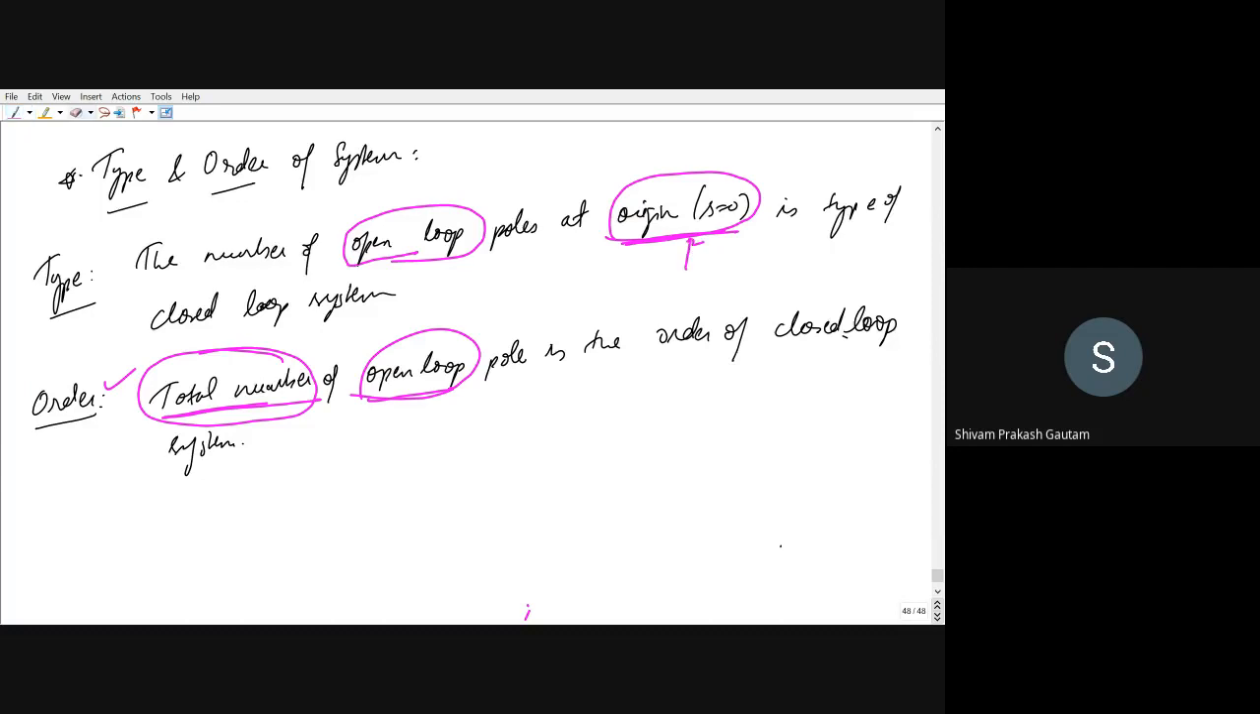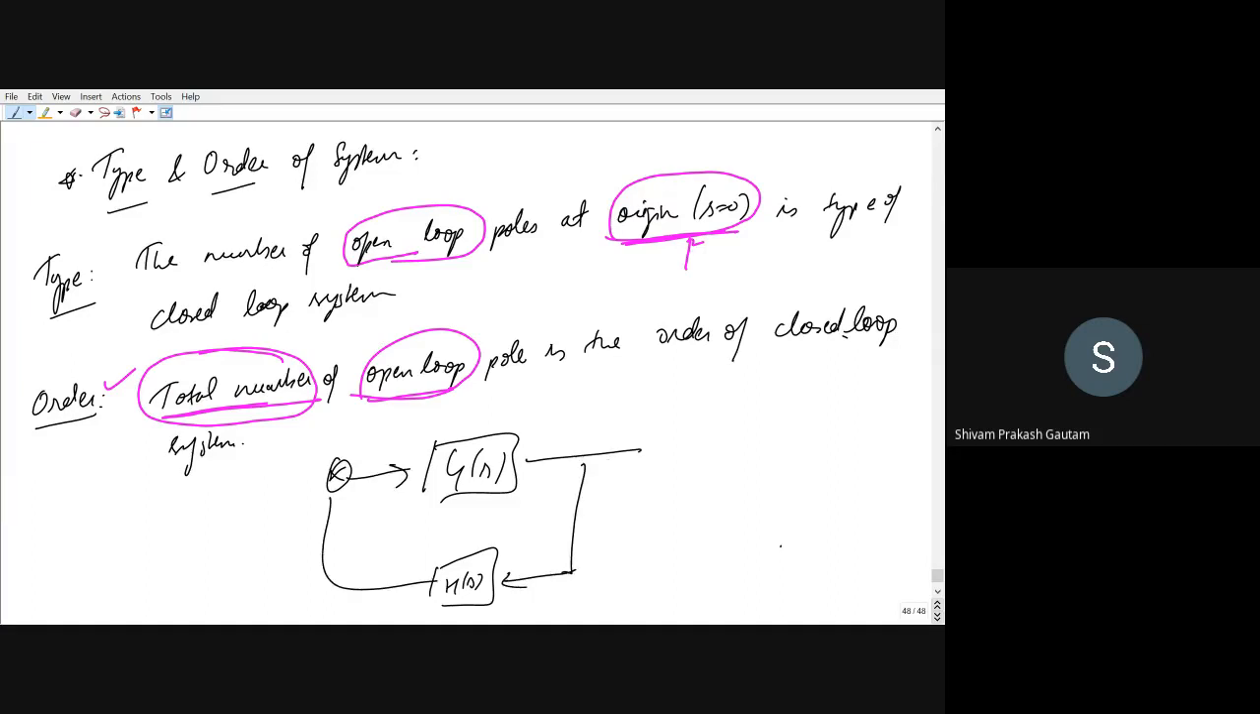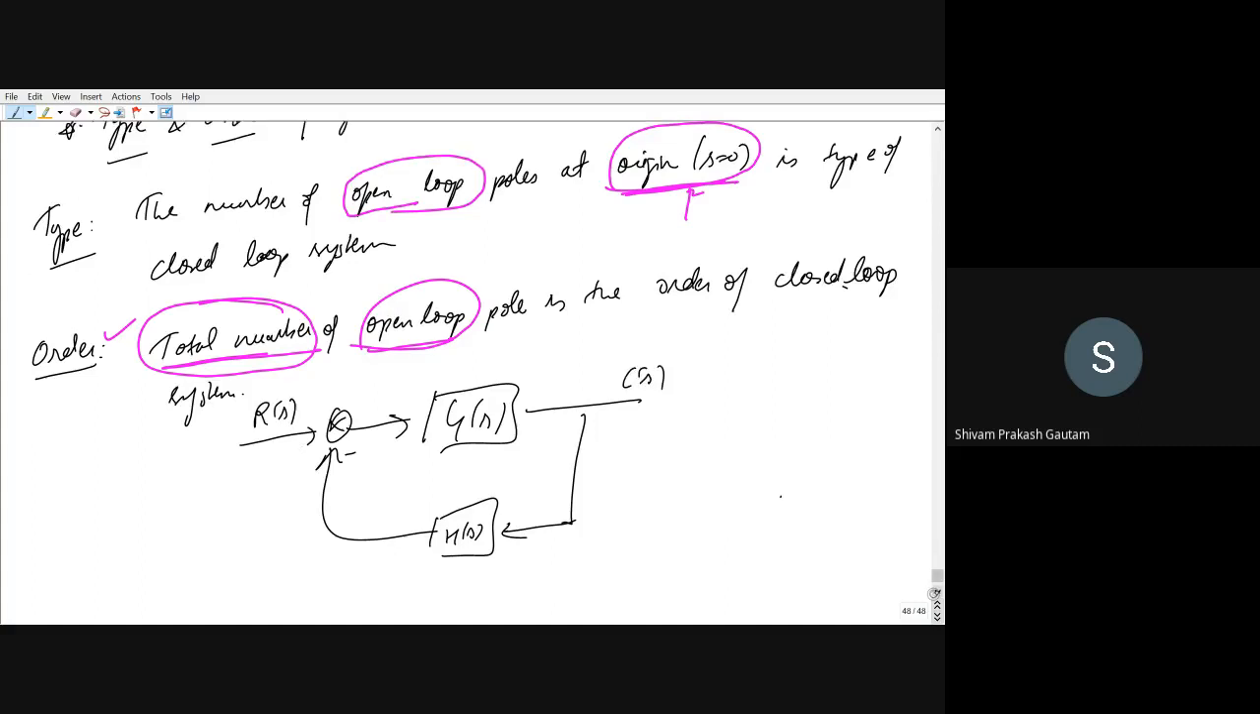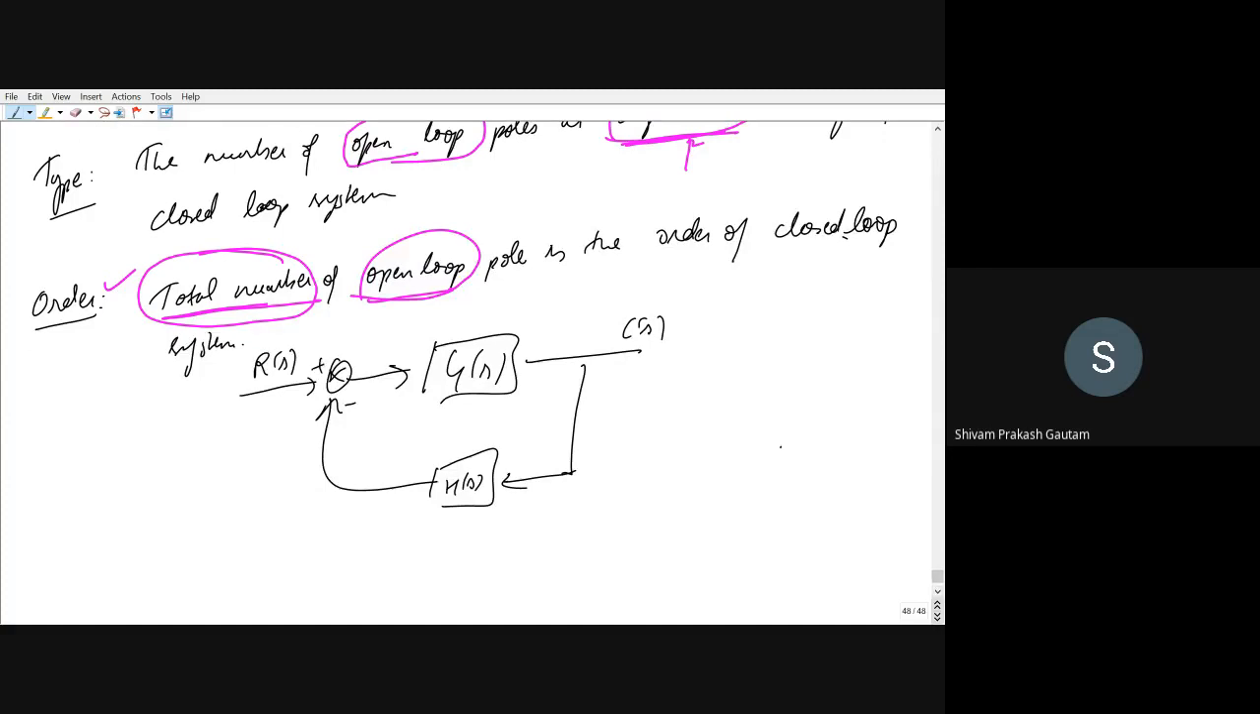Now let me define what is open loop transfer function. What is the open loop transfer function? Let us say this is G of S, this is H of S. This is our unit, this is our feedback system, a closed loop control system. This is plus, right?